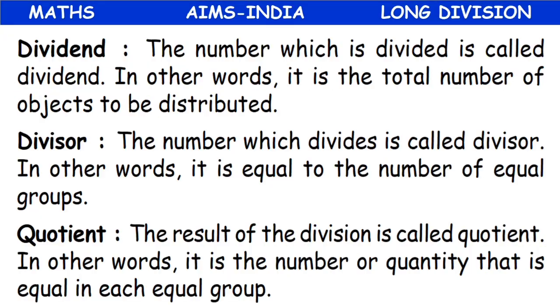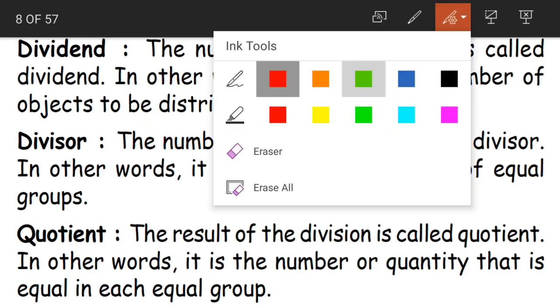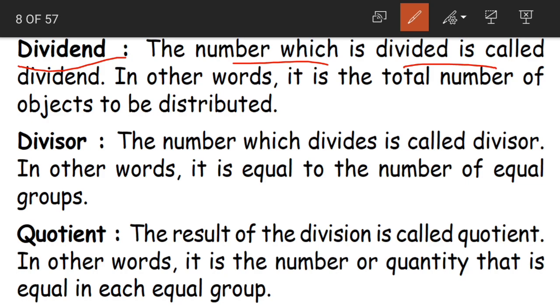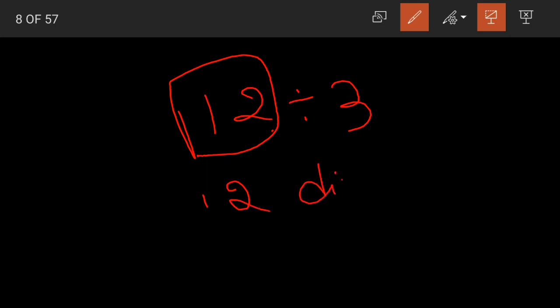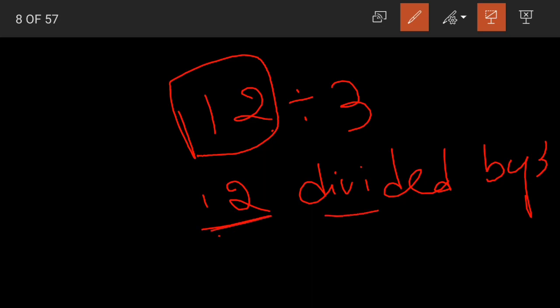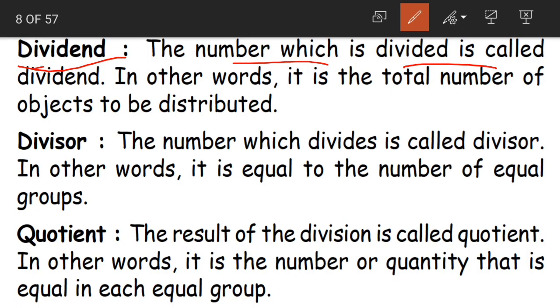The first term is dividend. The number which is divided is called the dividend. In other words, it is the total number of objects to be distributed. Now, what is the dividend, children? The number which is divided. So when I say 12 divided by 3, which is being divided here? We are dividing 12. This is how we read it, right? So 12 is being divided, so 12 becomes our dividend. In other words, it is the total number of objects to be distributed.